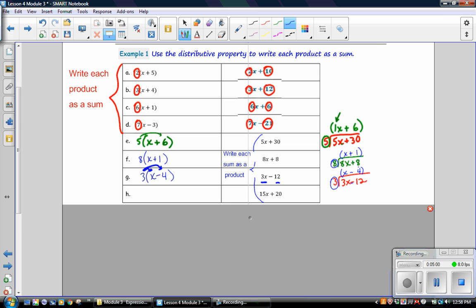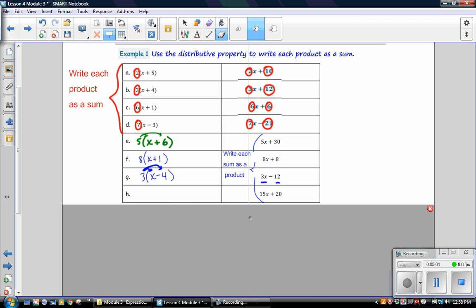In the last row, 15x plus 20. We want a common factor between 15 and 20. 15 is 3 times 5, and although 20 can also be divisible by 2 and 4 and 10, it needs to be a factor that is in both lists. And so 20 can also be written using 5, 5 times 4. So 5 is the greatest common factor.